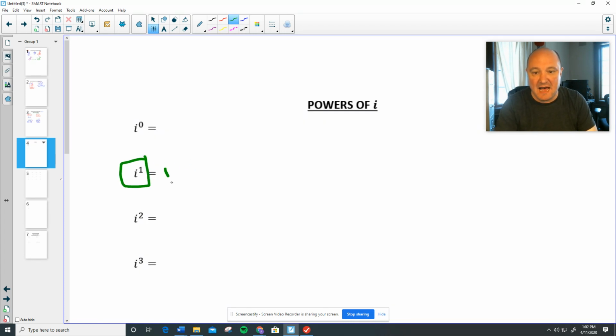Now, we know what i to the first is, right? We've defined i as the square root of -1. So when I ask, well, what's i to the first? It's just i, all right? It's the square root of -1. But let's look at what the other three are.